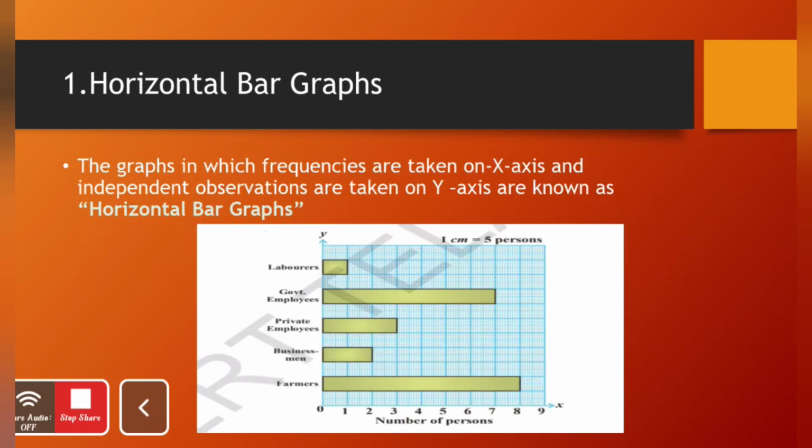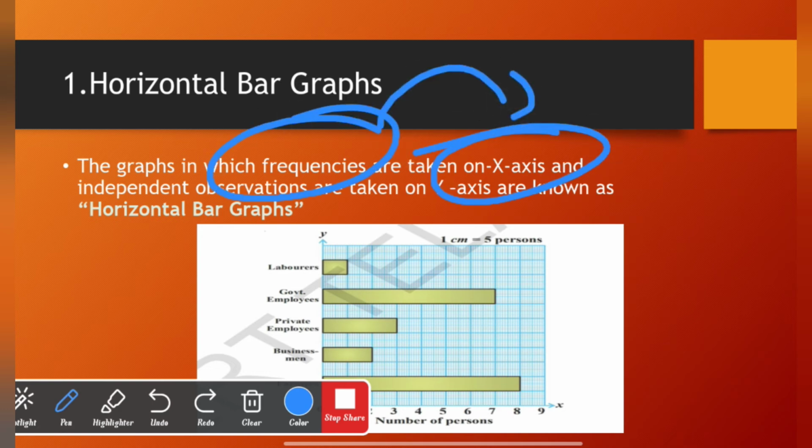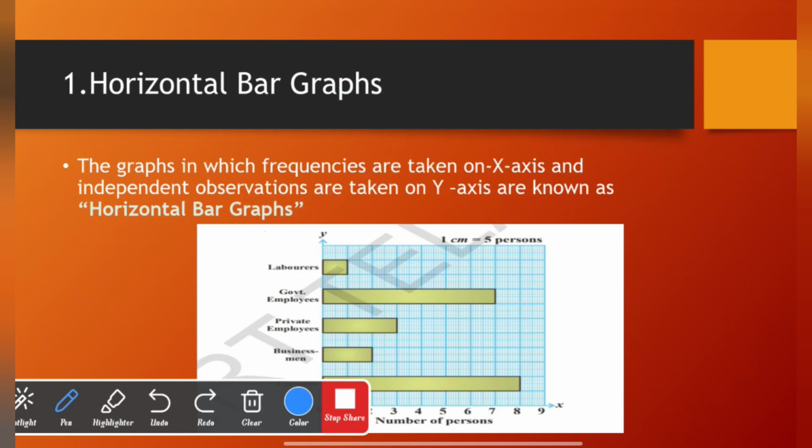The graphs in which frequencies are taken on the x-axis. To draw a bar graph, we need two things: one is frequencies and the other is independent observations. So if the frequencies are taken on the x-axis and the independent observations are taken, obviously, on the y-axis, these are nothing but horizontal bar graphs.